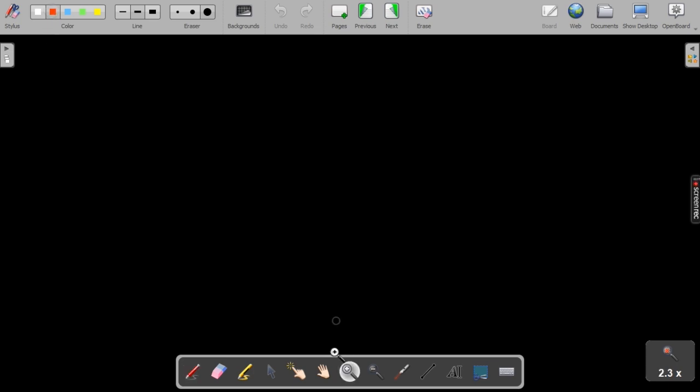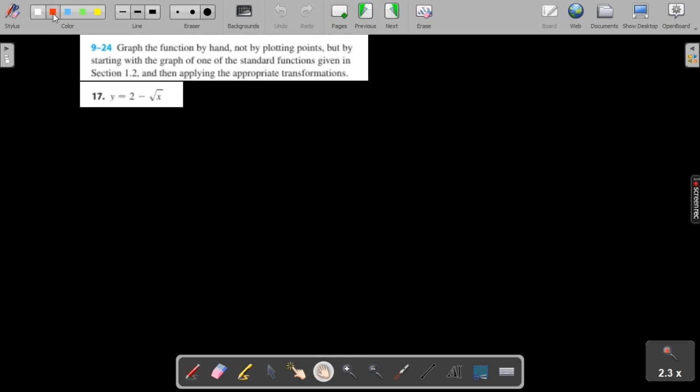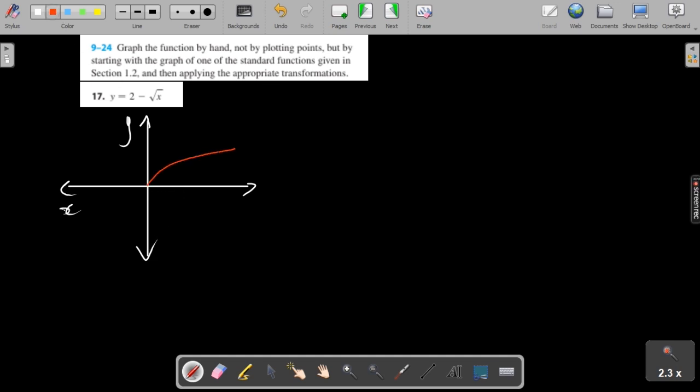If you look at this, it is a root function, and in it there's this part here, which is the square root of x. So we are expected to know that the square root of x looks like this. So that would be the square root of x. And we're supposed to now apply a transformation to this so that we get 17.